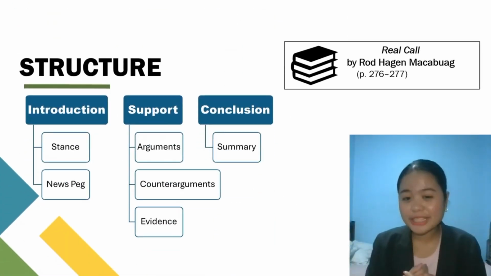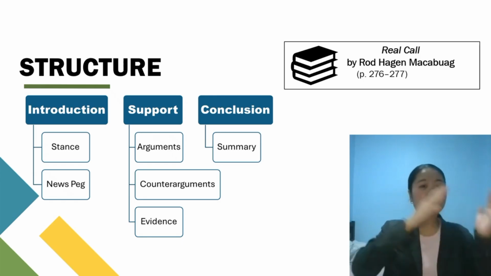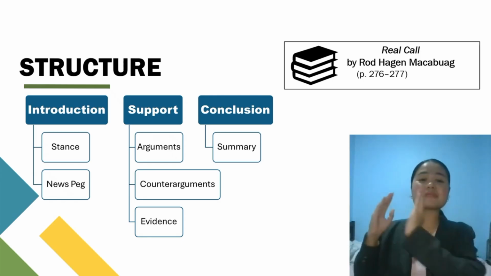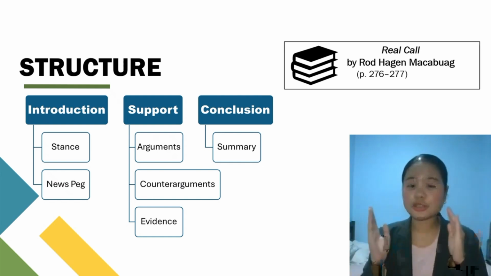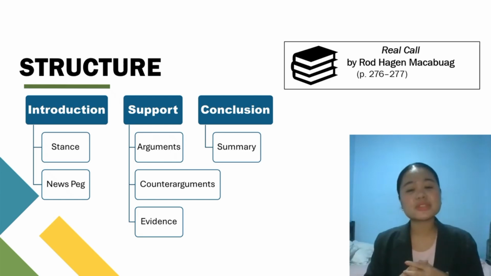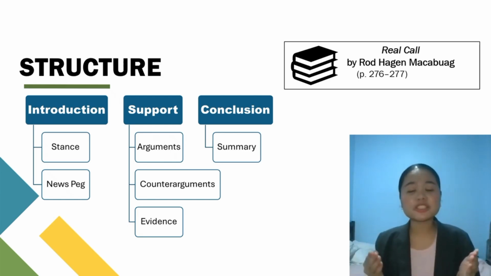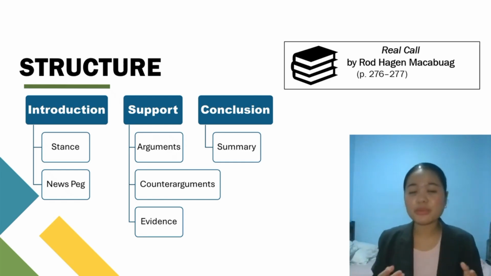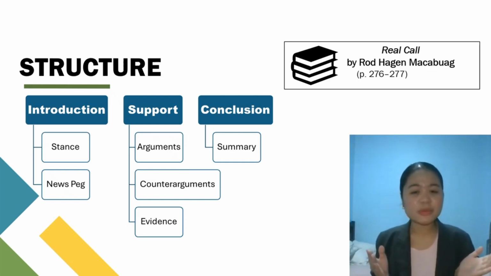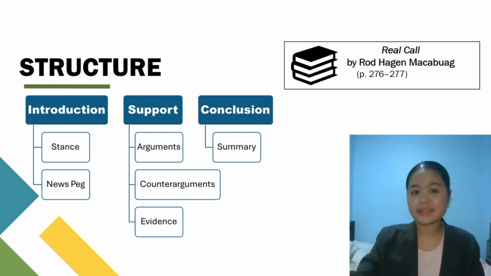First, my dear journalists, we have here the basic structure of any writing you'll ever encounter: introduction, followed by the supporting paragraphs, and the conclusion. Now, as we look into each structure closely, we're going to examine that through the lens of our required reading, Real Call, written by Rod Hagen Makabuwag in 2018. So please open your textbooks to pages 276 to 277.